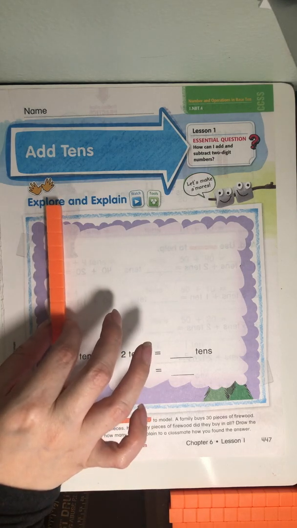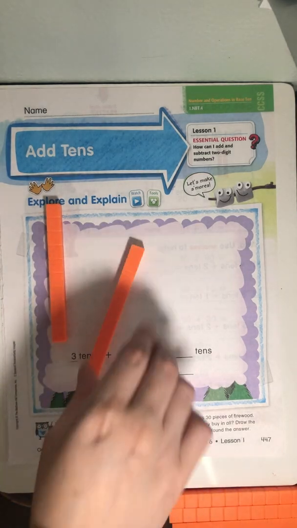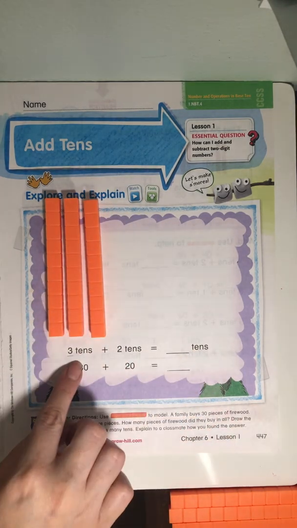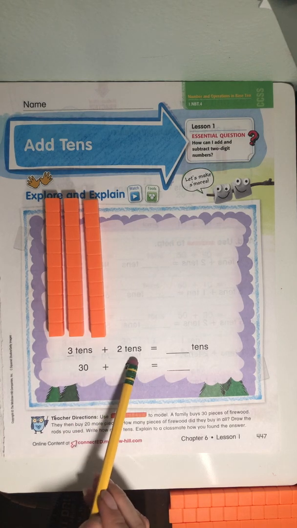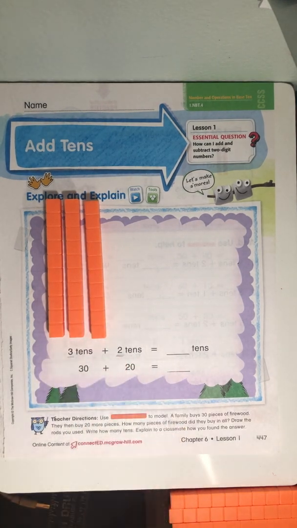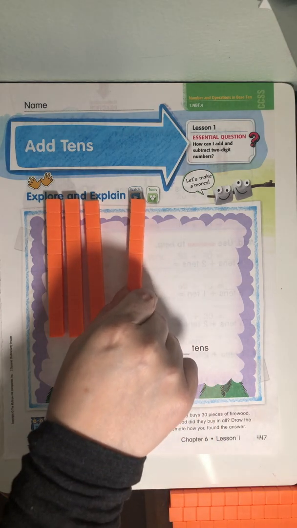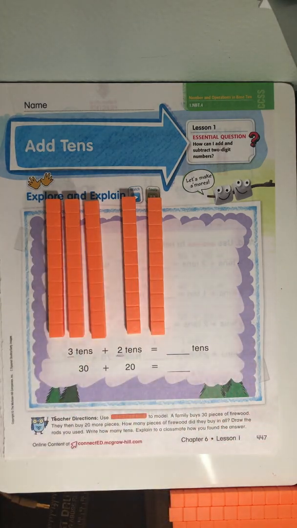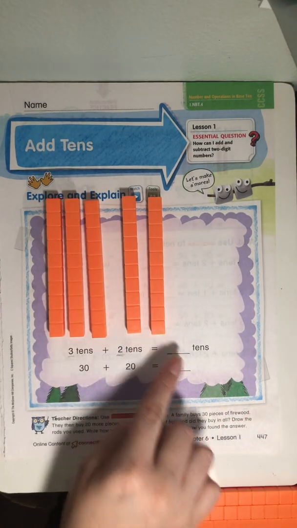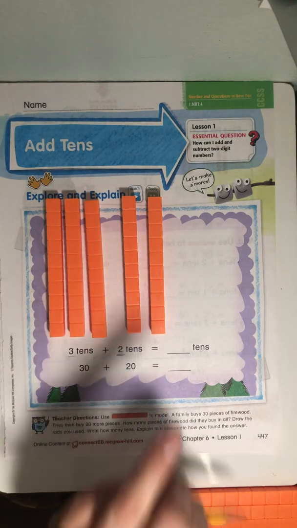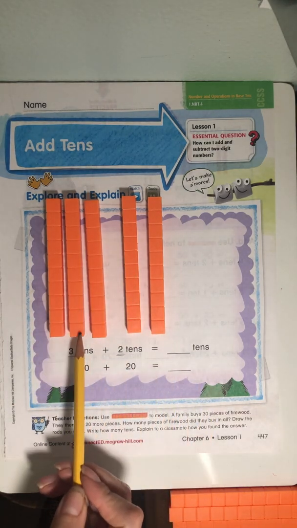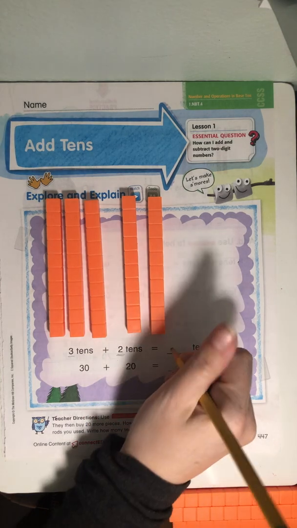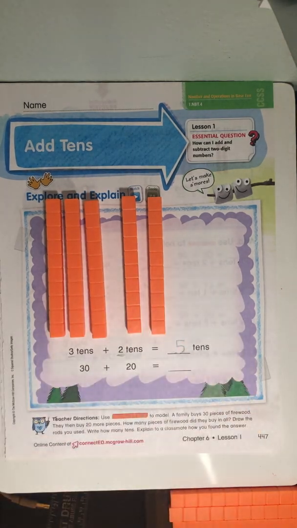So if I had 3 groups of 10, 1, 2, 3, plus 2 tens, that means 2 groups of 10, 1, 2. So 3 tens and 2 tens makes how many tens? How many groups of 10? 1, 2, 3, 4, 5. That makes 5 tens. Isn't 3 plus 2 5?